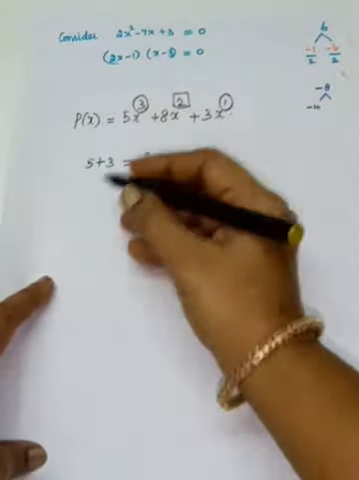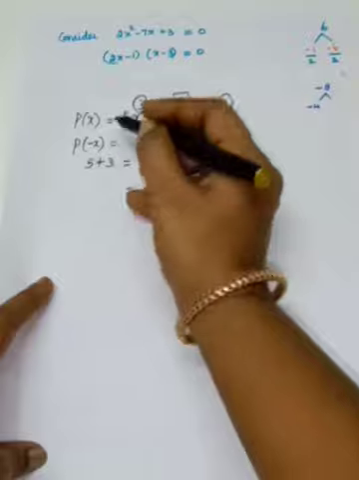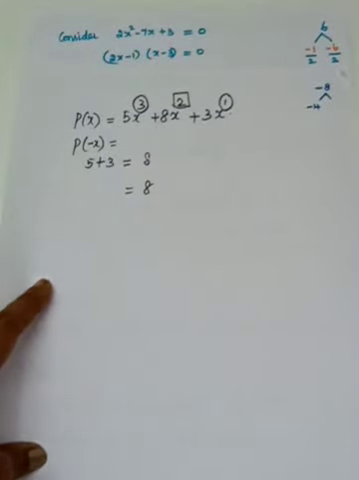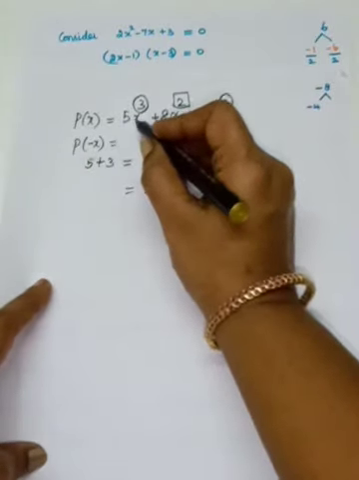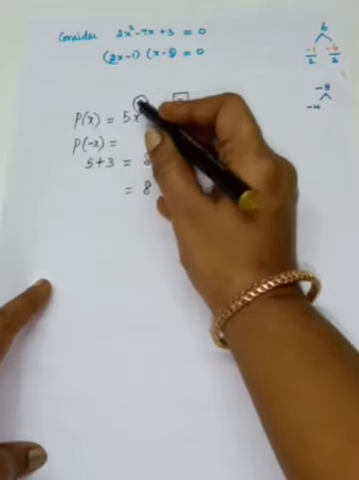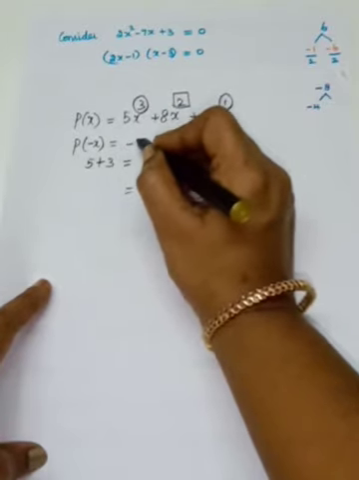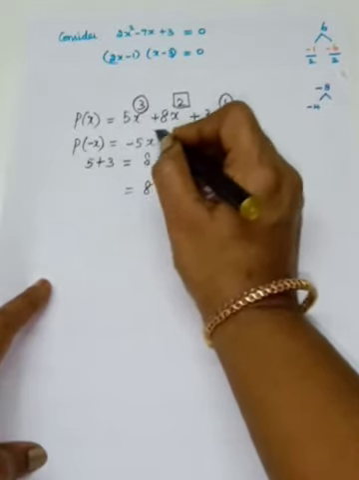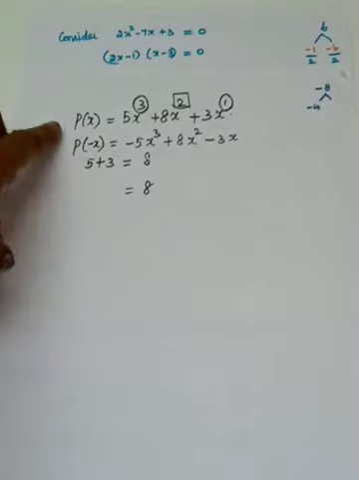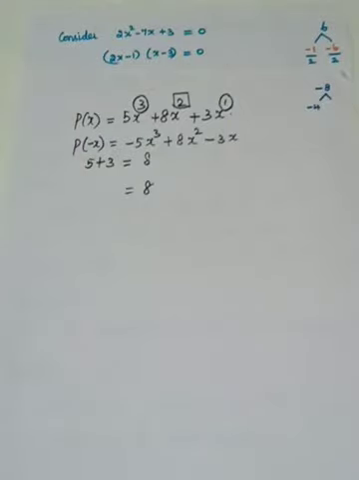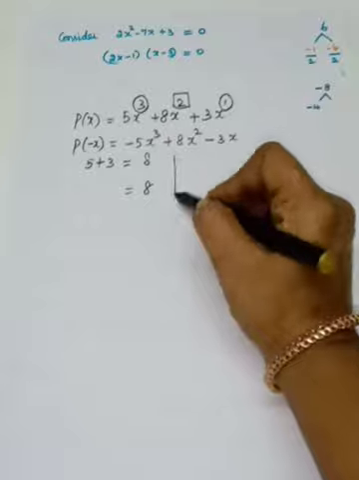You see now here, I am going to replace x by minus x. So in the place of x, I am going to write minus x. But what will come here? Minus x the whole cube is minus 5x cube, isn't it? Here minus x the whole squared is an even power, there is no change. So 8x squared. And here you will have minus 3x. So you should know the difference of p of x and p of minus x.